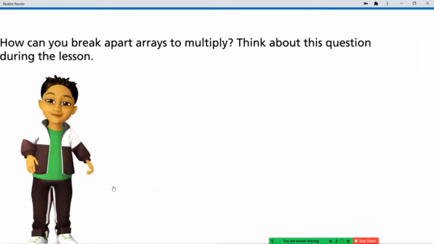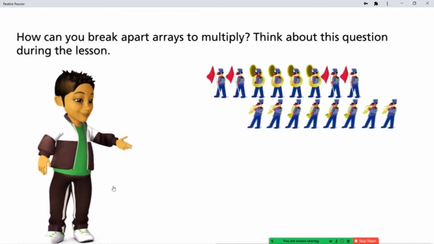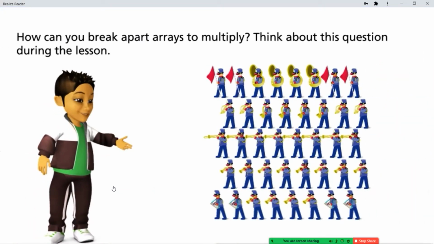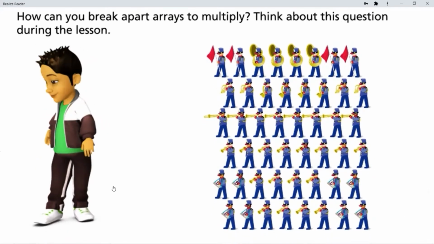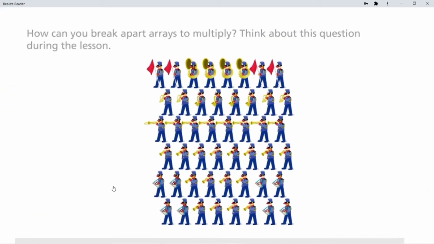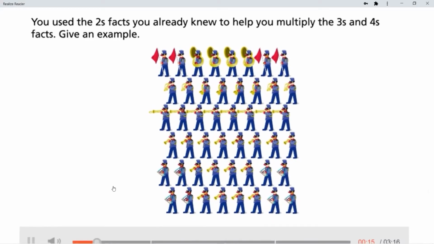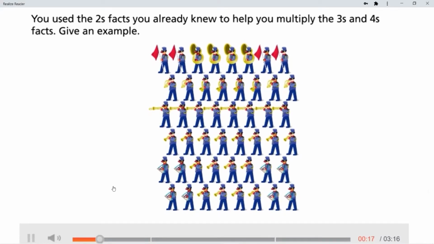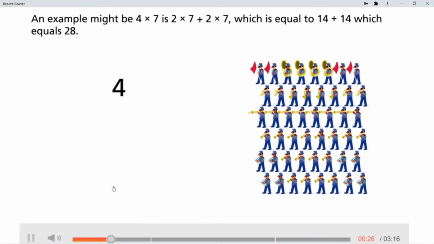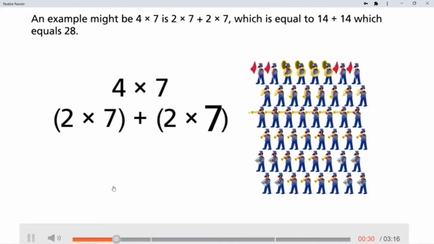How can you break apart arrays to multiply? Think about this question during the lesson. You used the 2's facts you already knew to help you multiply the 3's and 4's facts. Give an example. An example might be 4 times 7 is 2 times 7 plus 2 times 7, which is equal to 14 plus 14, which equals 28.